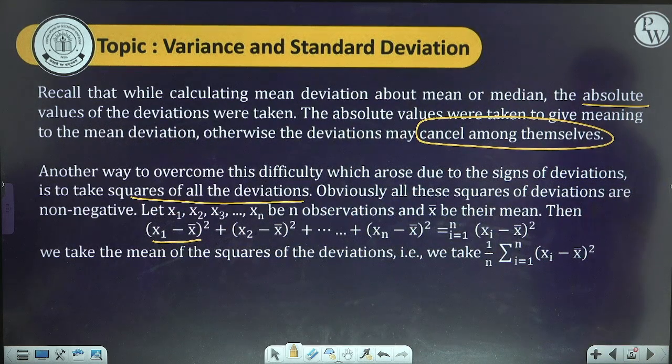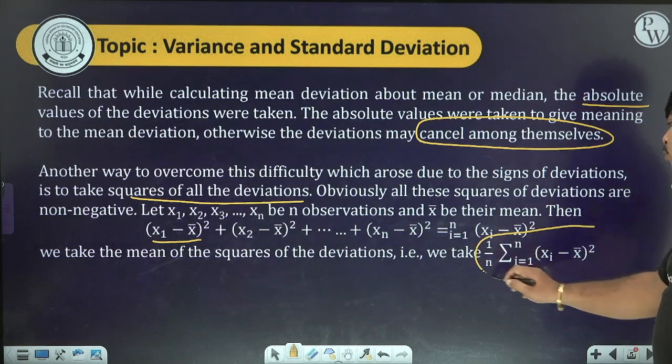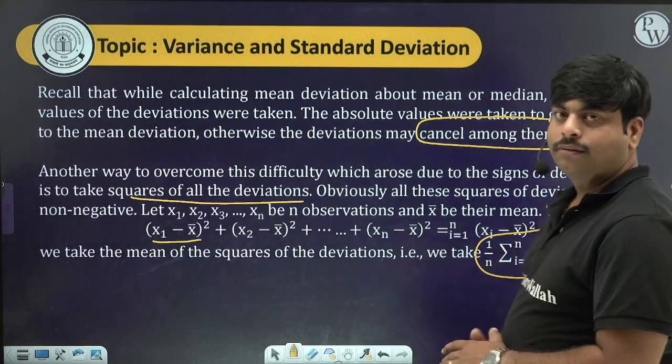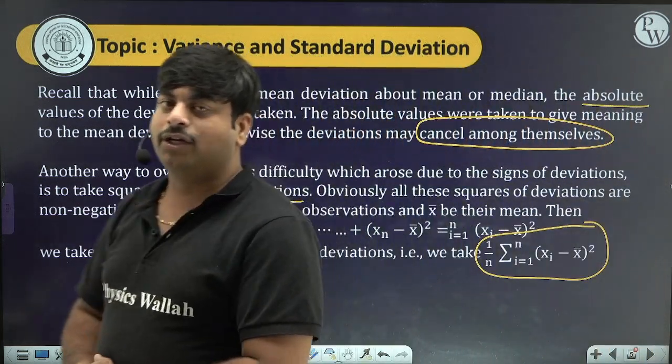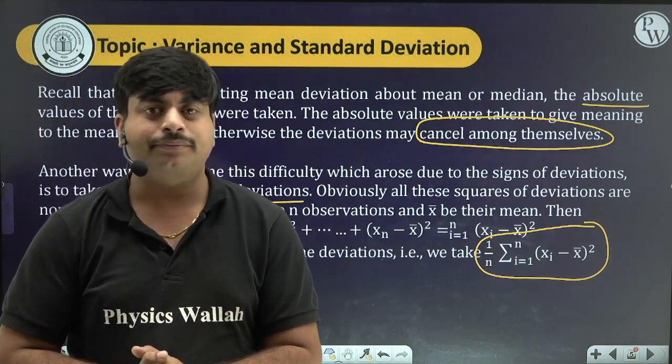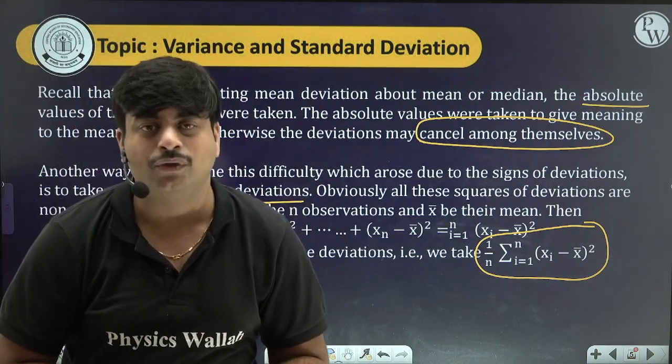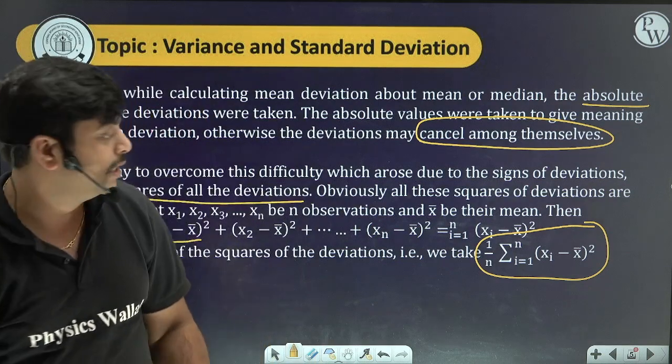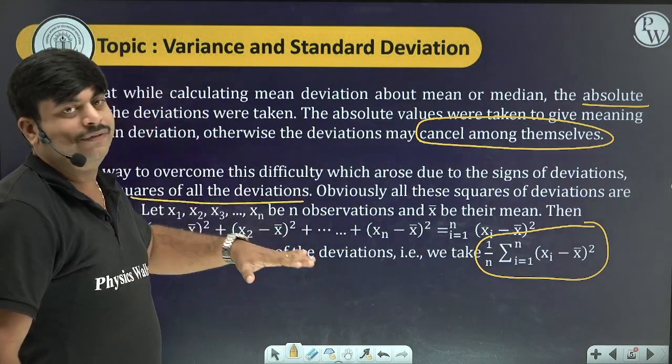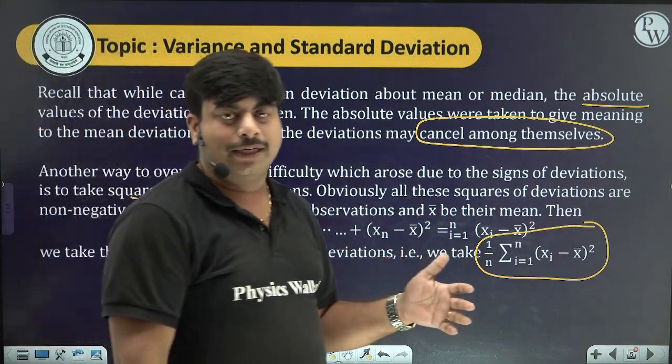We know that squares are non-negative. So from here, whenever we are talking about deviations in the coming slides, we don't take absolute values of deviations. Instead, we take the square of the deviation. So this is what this lecture is completely about.